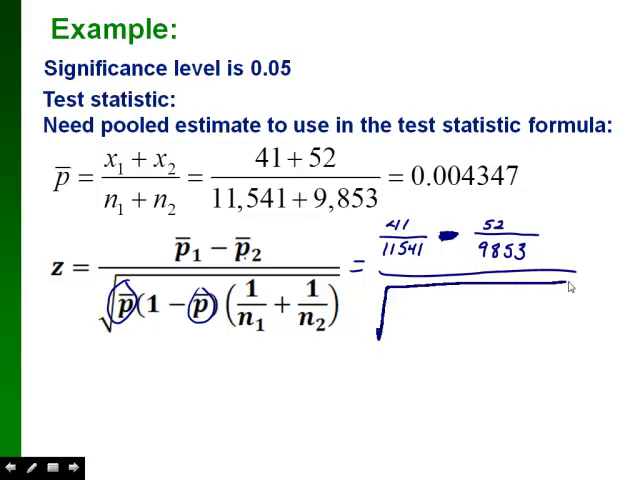And then here we have our pooled sample proportion times 1 minus that. And then in parentheses we have 1 over our first sample size plus 1 over our second sample size.